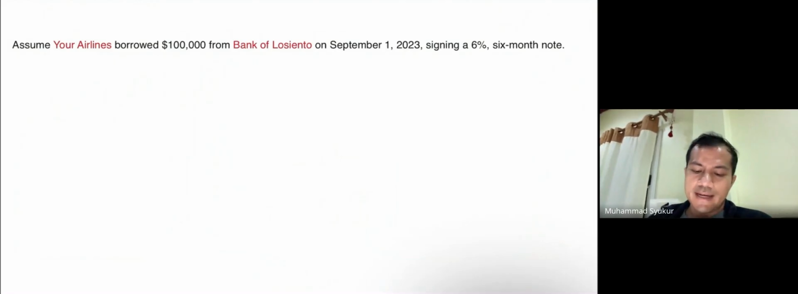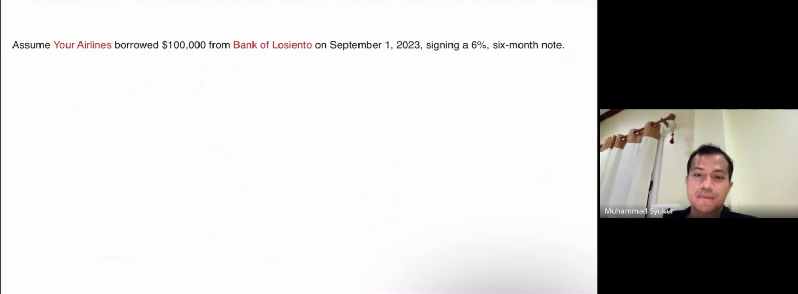Assume your airline borrowed 100,000 from Bank of Lo Siento on September 1st, 2023, signing a 6%, 6-month note. From this scenario, I can create several questions. First, what is the maturity date of this note?